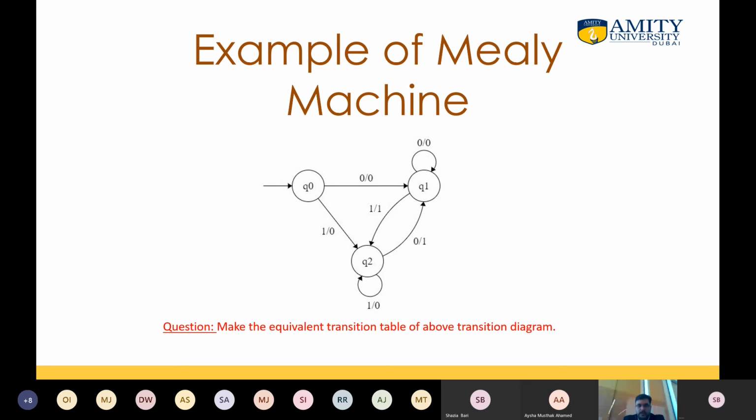So you can see this diagram, and you have done this transition table already. Can you make the equivalent transition table of this transition diagram? I'm giving you 1.5 minutes or maximum 2 minutes. Just let me know once it is completed. Okay, sir. And you have to make it like this. So for this transition diagram, make the equivalent transition table.